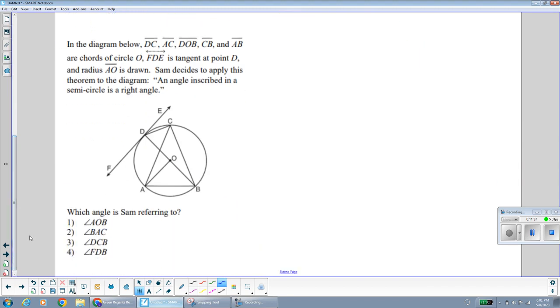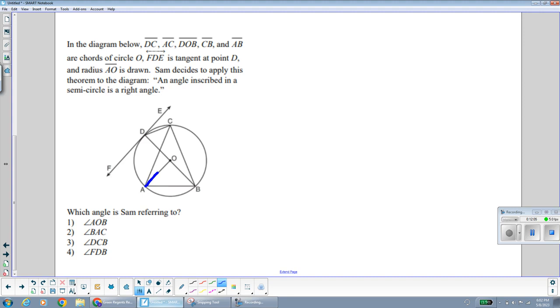Moving down over here, you can pause the video to read the question. But we have a tangent to the circle, and then we have a bunch of chords in circle O. And Sam decides to apply this theorem to the diagram. An angle inscribed in a semicircle is a right angle. Which angle is Sam referring to? Let's check out the choices.